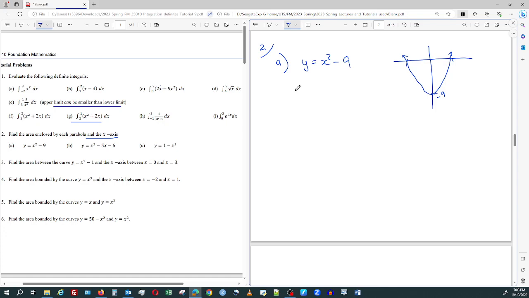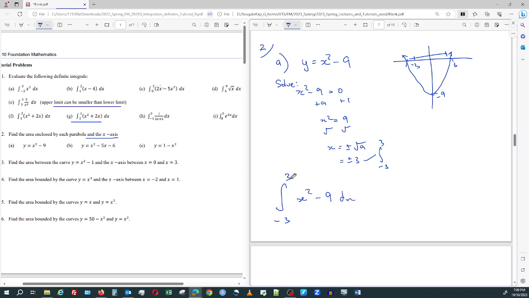And the way that we work the intercepts out is that we solve, don't we? We take those and we solve them assigning y to 0. So x squared is equal to 9. Undo both sides. So x is equal to plus or minus the square root of 9, which is plus or minus 3. So that's the interval, minus 3 to 3, that we're looking at, and they form the limits. Okay, so we're going to integrate x squared minus 9 dx between minus 3 and 3. That's how we'll do that.